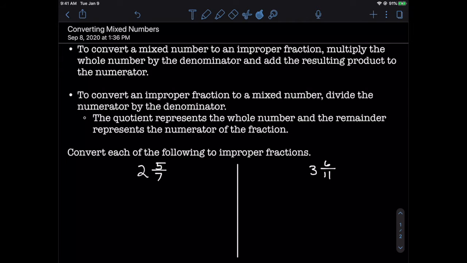Hey, what's going on? So today we're going to be talking about something that's super duper easy, converting mixed numbers to improper fractions and vice versa. I'm going to skip all the fluffy stuff today and we're just going to go ahead and get straight to the point.